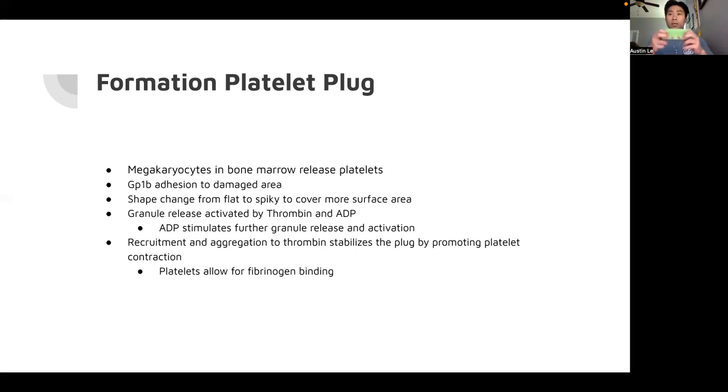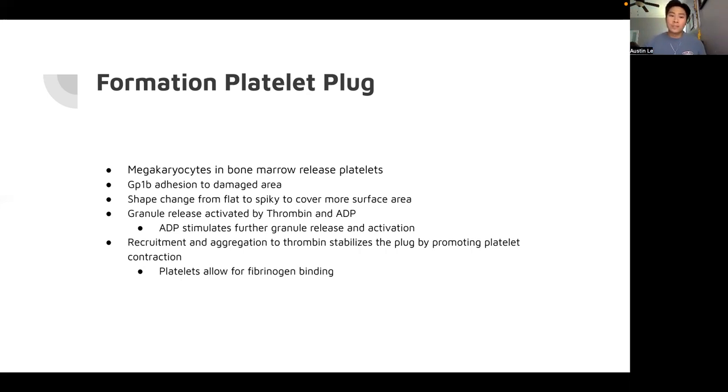So, for example, we'll say these are our glycoproteins, and they're forming at the bottom of our injured vessel. Platelets will come in the form of a flat disc, and as they get toward the glycoprotein, they turn into a spiked ball to take up more surface area, so it's easier to fill up, stop the bleeding, and form coagulation.